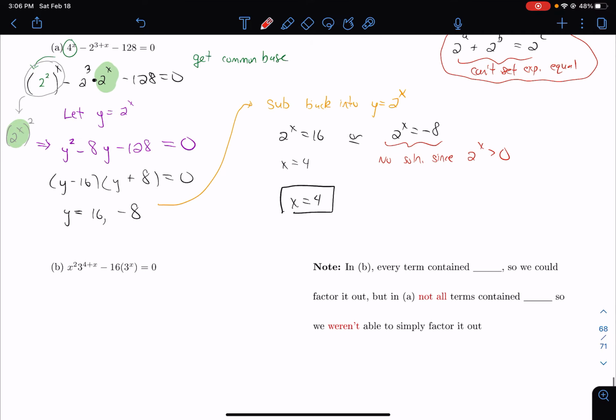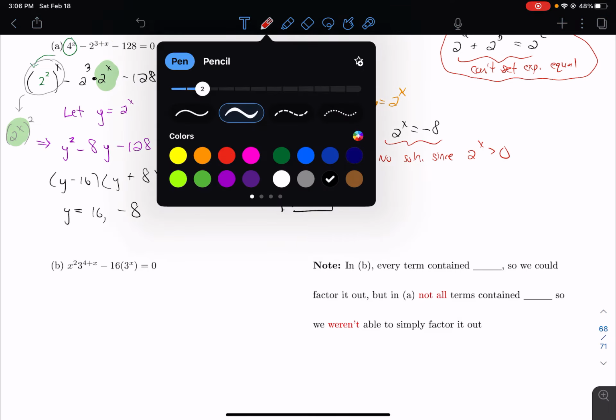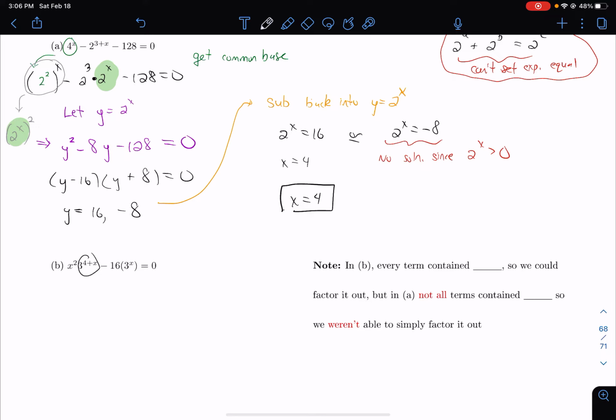So, we saw this idea of splitting up a term using an exponent property in the last problem. Let's do that with this 3 to the 4 plus x. So I can rewrite that, x squared still in front, times 3 to the 4 times 3 to the x. And then I still got minus 16 times 3 to the x, and then equals 0.